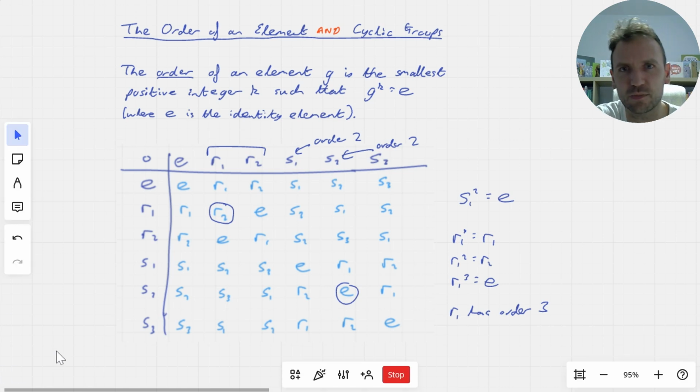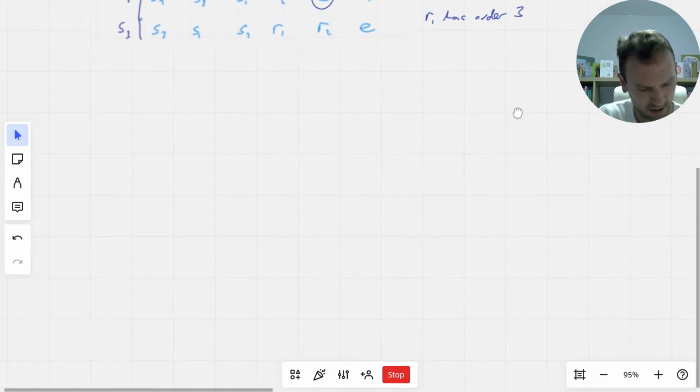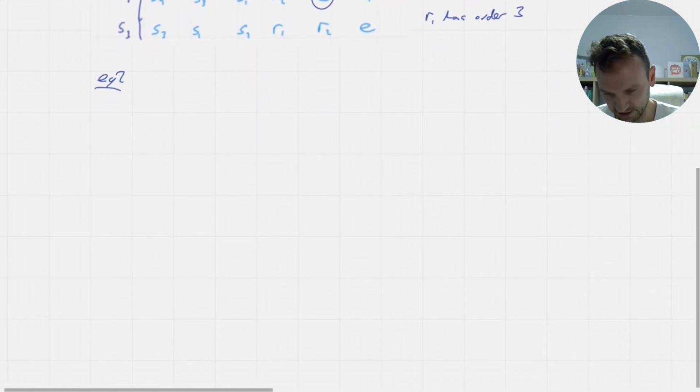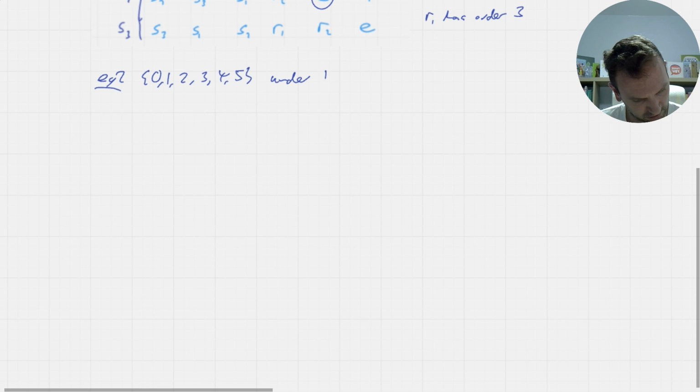Okay, let's look at some non-geometrical examples now, because we've done lots of geometry in the last couple of videos. So what if instead we take the group with the elements 0, 1, 2, 3, 4, 5, and the operation I'm considering is addition modulo 6. That is, when we add, we take the remainder after we've divided by 6.